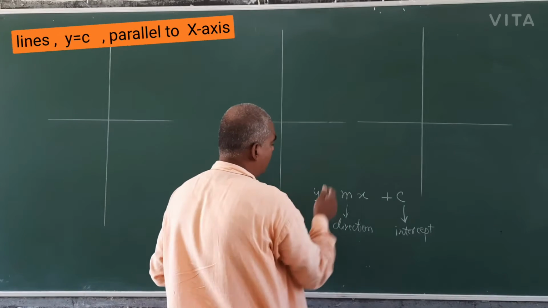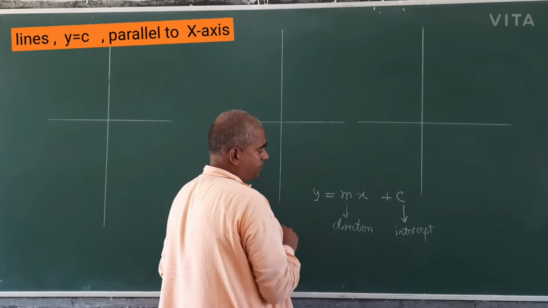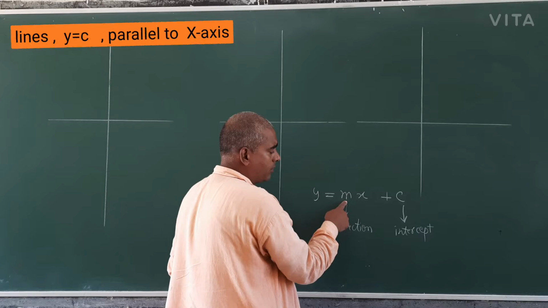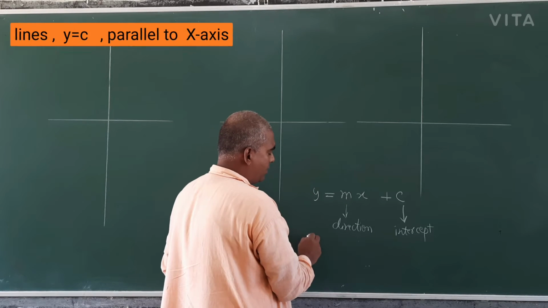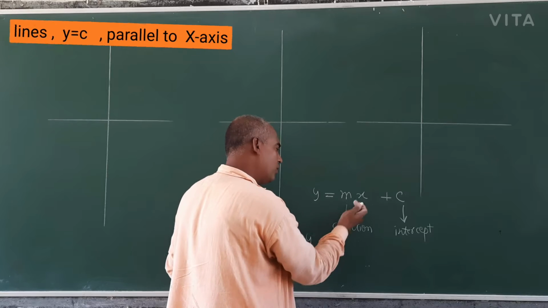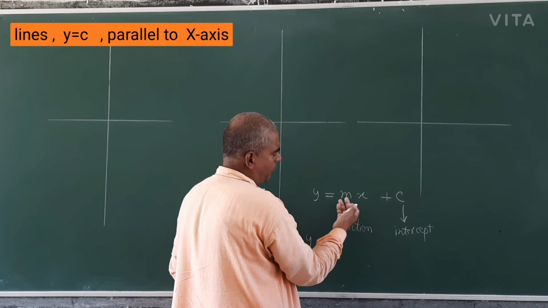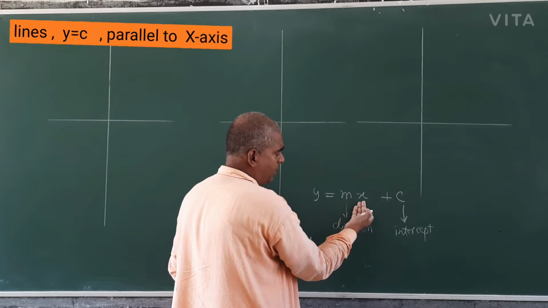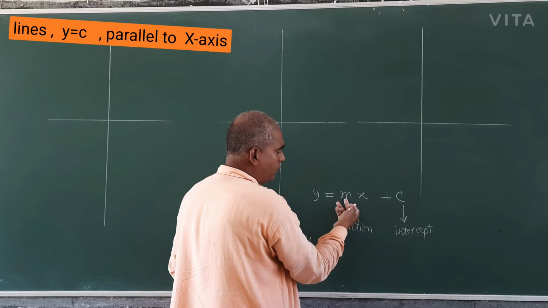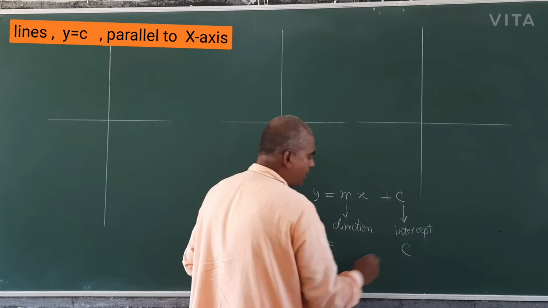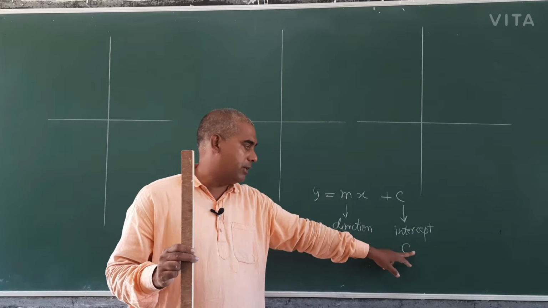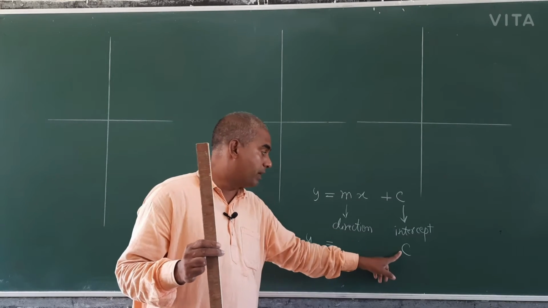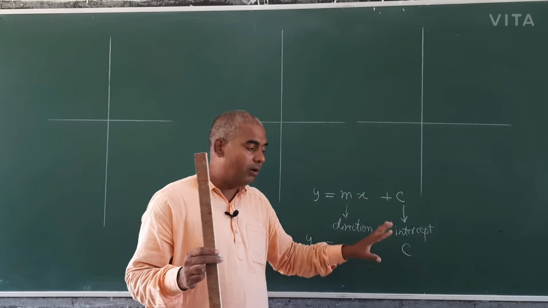Suppose when m is equal to 0, what will we get? Sir, y is equal to mx plus c, m is equal to 0. M is 0, so you will get y is equal to only c. C means y is equal to 1, y is equal to 2, y is equal to 3, y is equal to 4, y is equal to minus 1, y is equal to minus 2. C may be all the values.